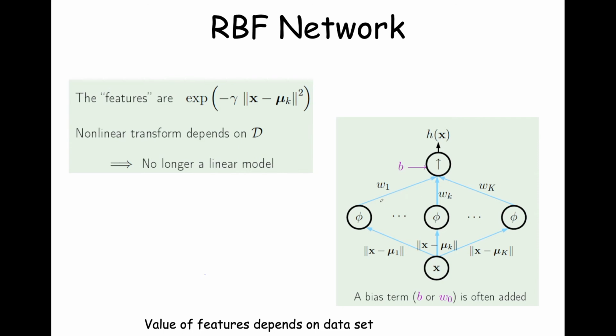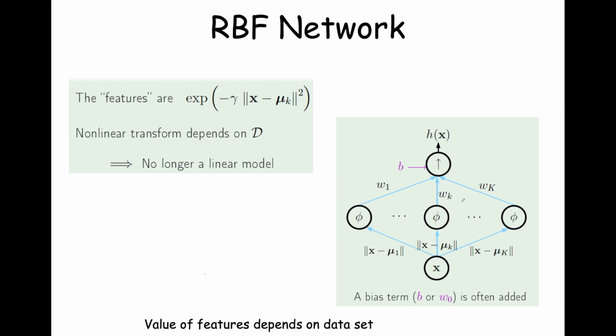So in this particular case, you add in a bias term. In our hypothesis, the value of the features depends on the data set because it depends on the radial distance from these centers. And so if you have a large distance between your data point and your center, well, that's not going to influence your model very much, and that feature has more influence if you have a smaller distance between your data set and your centers.